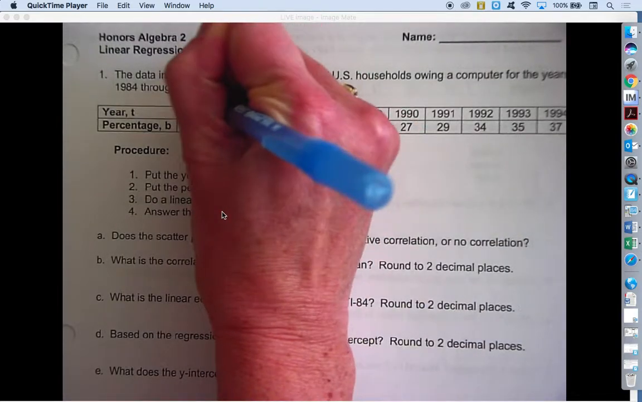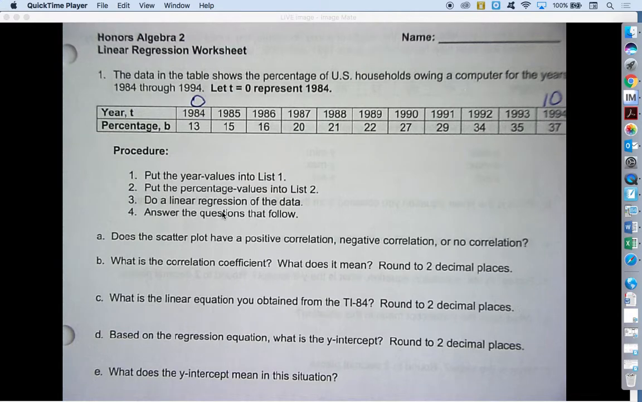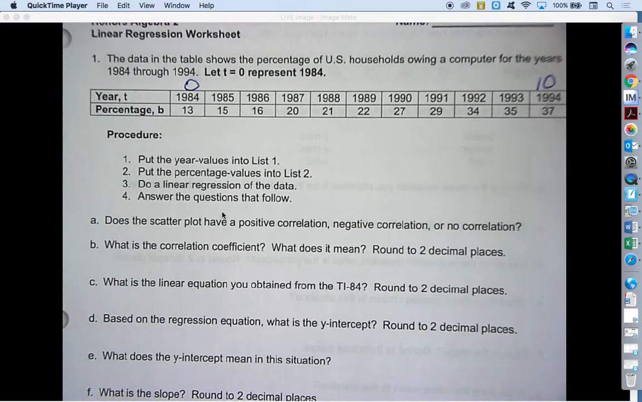So we started with 0 for 1984, counted all the way up to 10 for 1994. And then we plug that information into the calculator. The calculator will then take the data and do a whole bunch of things with it. We wanted to graph it to get a scatter plot. That scatter plot should have been a positive correlation for A.